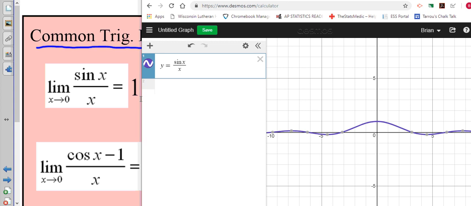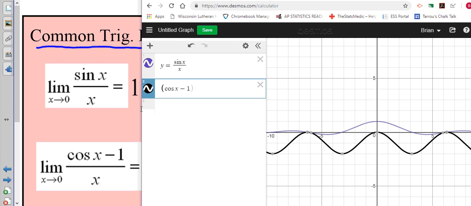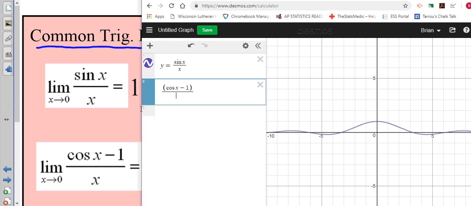We can do the same thing for cosine of x minus 1 over x. If I want to do that one, I create another expression. I'm going to go quantity cosine of x minus 1, and we're going to divide that by x. Now, looking at this one, I'm going to get rid of this sine. As we get closer and closer to 0, you realize at 0 this value is undefined, because cosine of 0 is 1, 1 minus 1 is 0, and 0 over 0 is an indeterminate form. It is undefined.